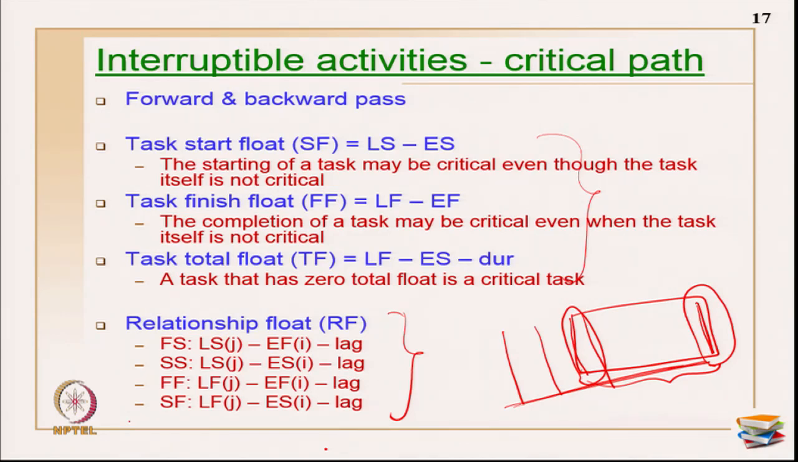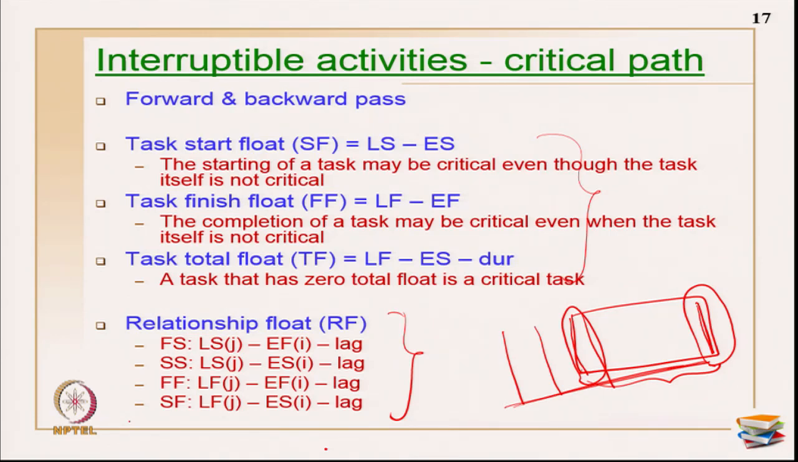Here, the activity that has a 0 total float is primarily called a critical task, and an activity may also occur wherein the start is critical, the finish is critical, but the entire activity need not be critical. Okay. This is for the activities.